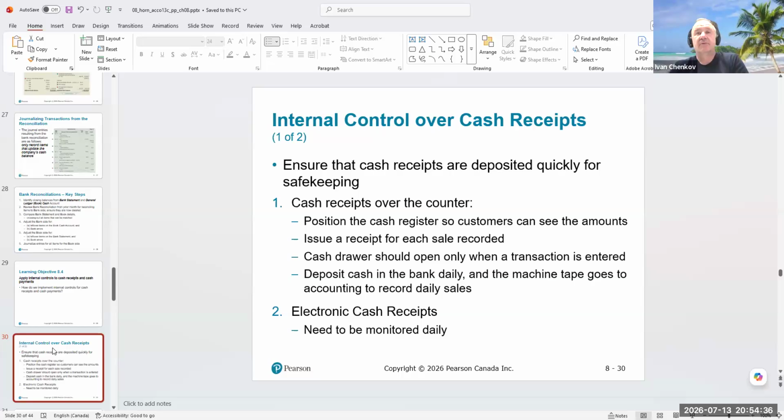So the first thing that we have to do, if we're dealing with cash, is that those cash receipts have to be deposited quickly. That means for cash receipts over the counter, we have to position the cash register so the customer can see the amount. We have to issue the receipt after every sale is recorded. The cash drawer then opens, the cashier puts the cash in and then closes the cash drawer.